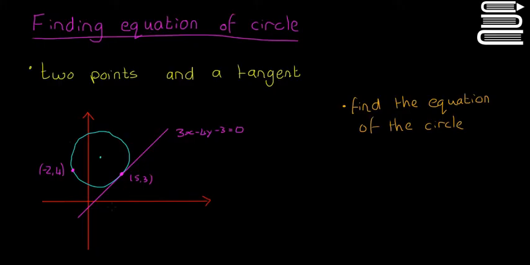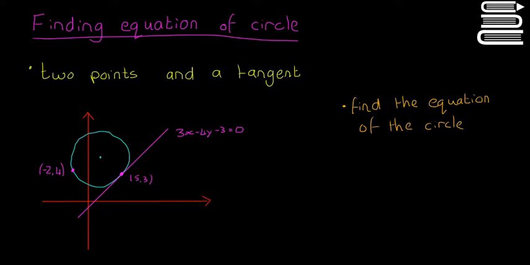Alright, so like we can see here, we have our x, our y axis. Blue circle, it goes through the point -2, 4, it goes through the point 5, 3, and there's also a tangent to the circle at that point 5, 3, and that tangent is 3x minus 4y minus 3 is equal to 0. Alright, so again, the first 2 points are going to be handy enough. We're going to make our equations with them, but then what are we going to do about the tangent?